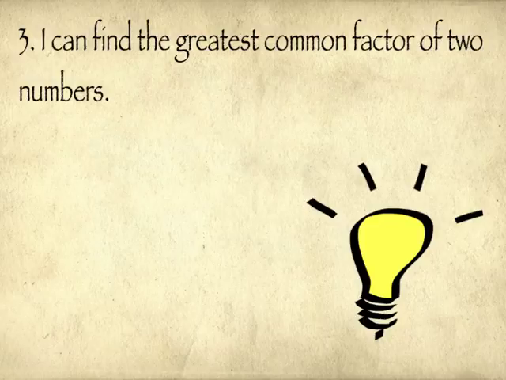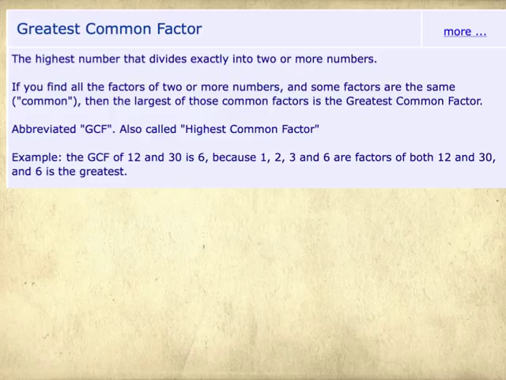And our final objective is to find the greatest common factor of 2 numbers. So first of all, what the heck is the greatest common factor? It is the highest number that divides exactly into 2 or more numbers. So if you find all the factors of 2 or more numbers and some factors are the same, which another way of saying that is common, then the largest of those common factors is the greatest common factor. We also abbreviate this as GCF. Sometimes it's called highest common factor.